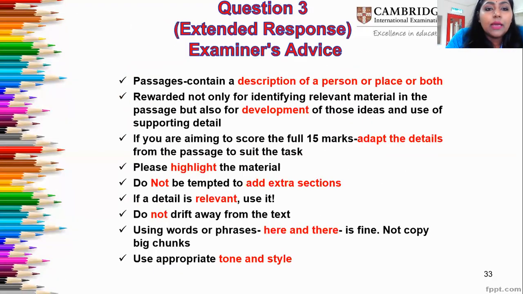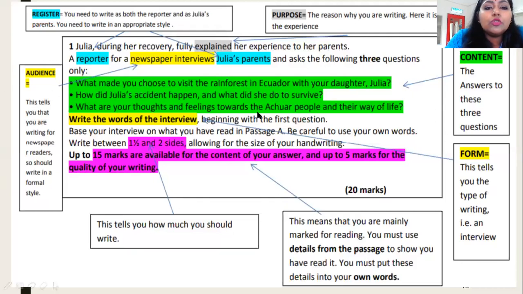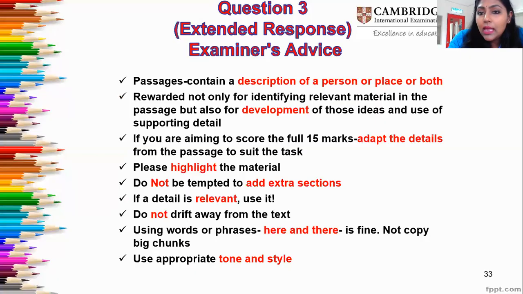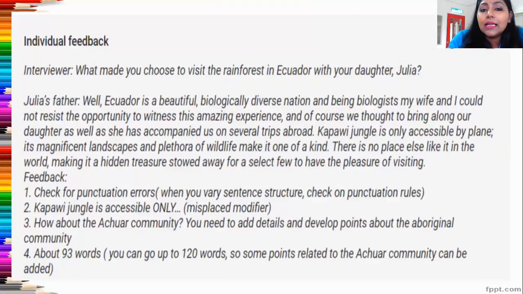When you look at this question here, what made you choose to visit the rainforest in Ecuador with your daughter Julia? Eventually this will be the first question. You do not need to come up with your own question, and this will stand alone as the first question. Now, Ecuador is a beautiful, biologically diverse nation. So if you look at this, these are all the keywords: beautiful, biologically diverse, and both parents are biologists. Therefore, they couldn't resist the opportunity of witnessing this amazing experience.